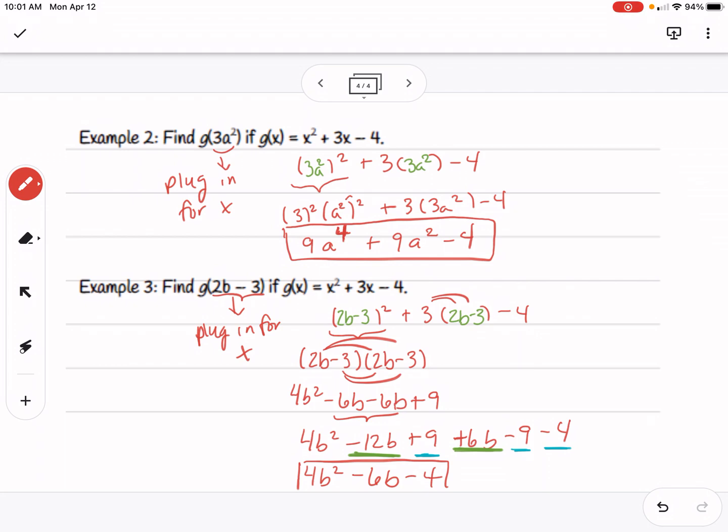So again, I just did it in pieces. Here, this was the 6b minus 9, which I inserted at the bottom of my answer.